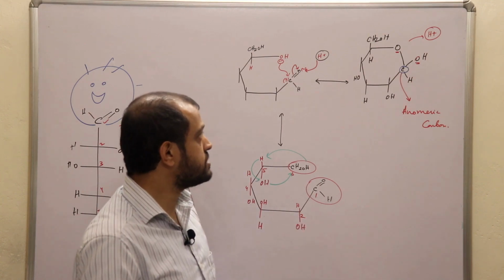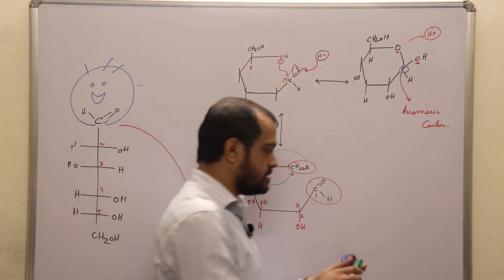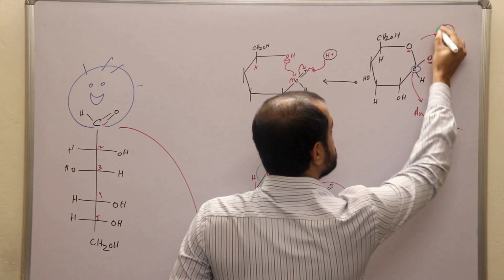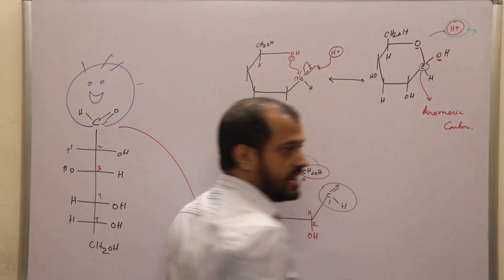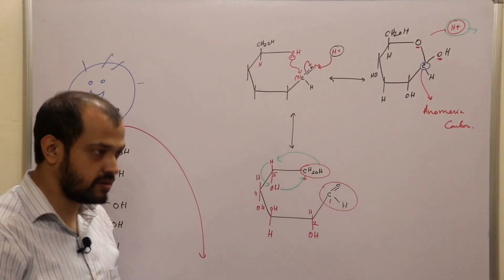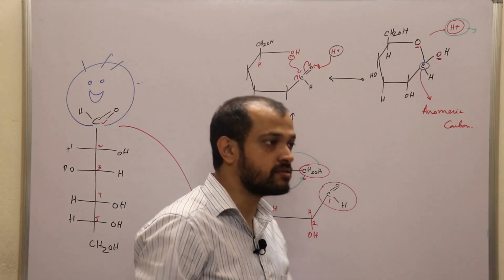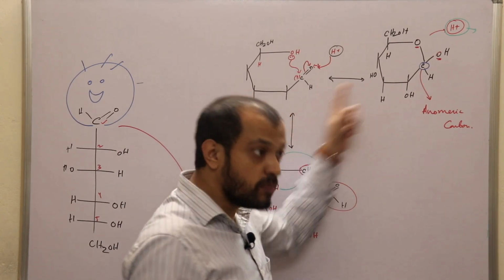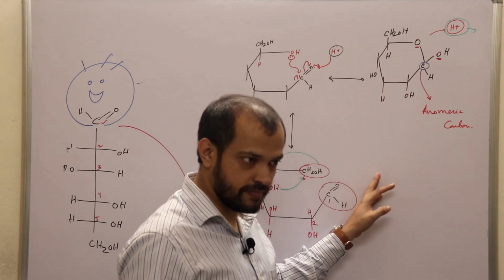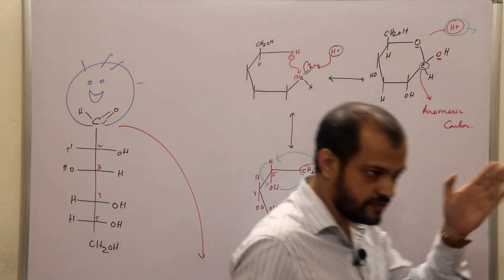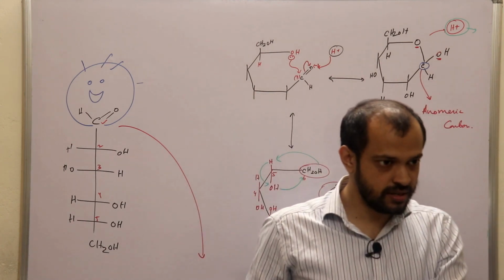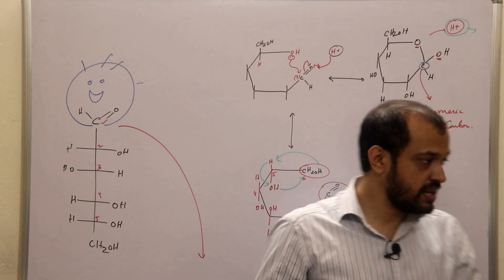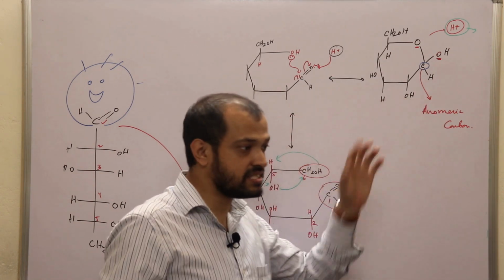Important point you need to understand is that whenever this H plus is going out, that means the acidity or the pH of the medium remains constant. That means in the anomerization process, or the conversion of Fischer projection into Haworth projection, the pH change never occurs.